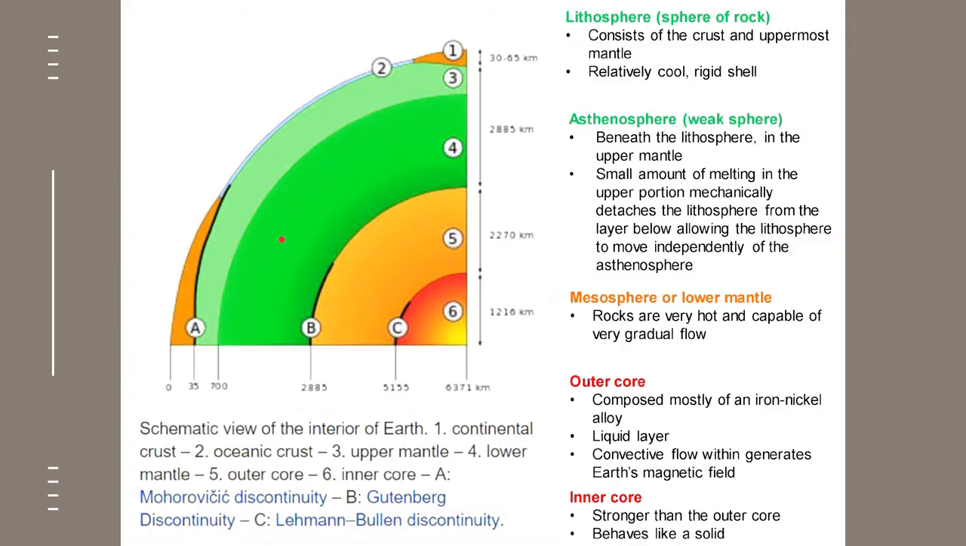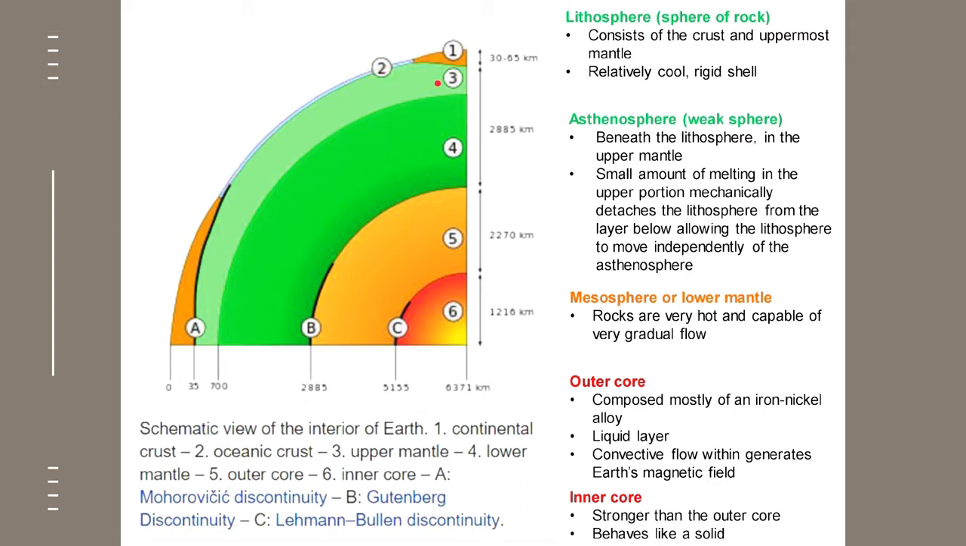Let's look more deeply into the different layers of the Earth. Here you have numbers 1 and 2, your continental and oceanic crust. That's mostly made up of your lithosphere, which is relatively cool and made up of a rigid shell. This is what I was talking about a while ago. The continental crust is the land portion of the Earth, and the oceanic crust is found beneath the bodies of water.